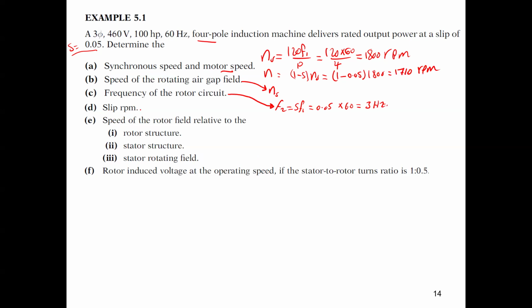Slip in RPM. Slip in RPM means S times ns. So this is going to be now 0.05 times 1800, which is 90 RPM. And for sure, this is the difference between ns and N.